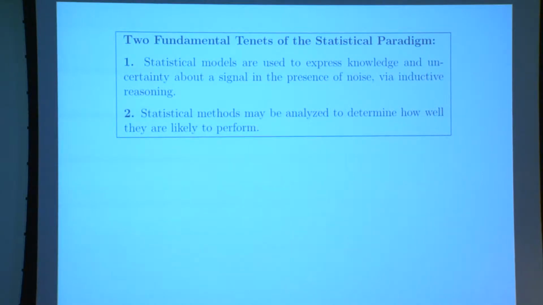It's not comprehensive, but I hope you'll agree that it does a reasonable job in summarizing briefly something we can continue to try to emphasize as we talk about the role of statistics. First, statistical models are used to express knowledge and uncertainty about a signal in the presence of noise via inductive reasoning. And second, statistical methods can be analyzed to determine how well they're likely to perform. You saw both of these discussed in the two talks earlier.